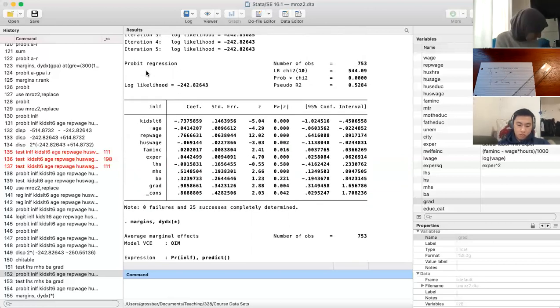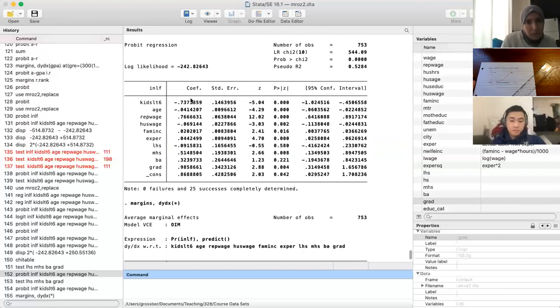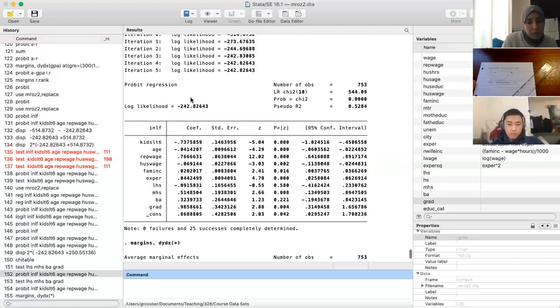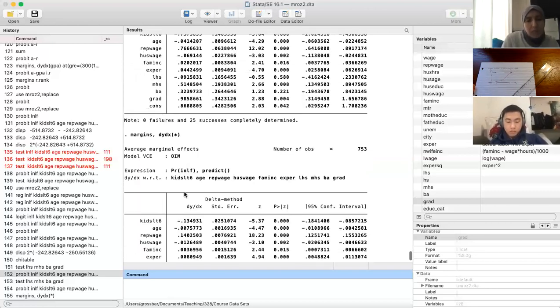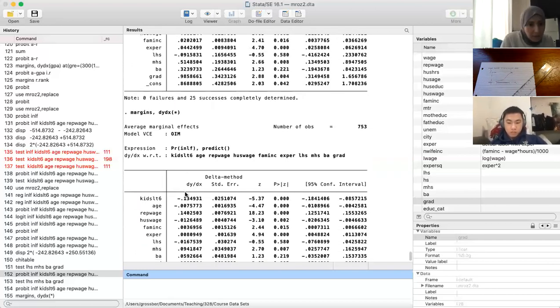So margins is a command that's called a post-estimation command. It's a command that always comes after you've estimated something. And so what it does, Stata always holds the most recent thing you've estimated. It holds it in memory. And margins then uses whatever's in memory to compute this. I see. Okay. Thanks.